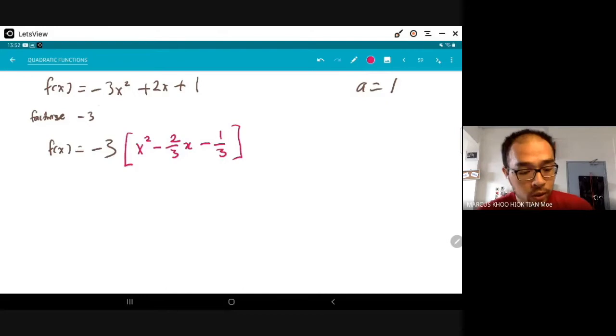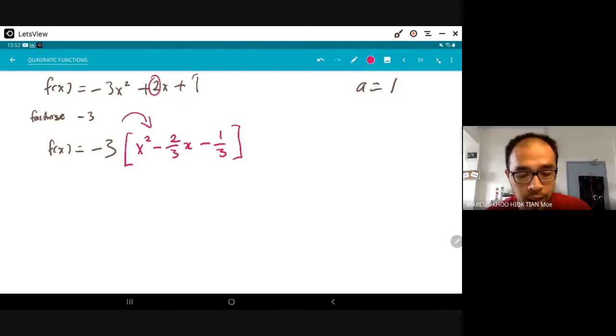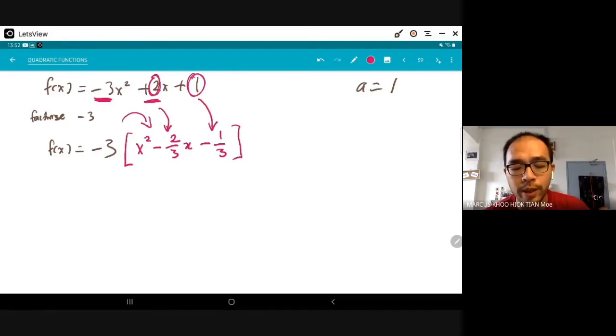When I take out the negative 3, how does this happen? It is factorization, which is something that you should already know from Form 3. Basically, when you take out the first number, these two numbers will be divided by negative 3. I repeat: when you take out the first number, these two numbers get divided by negative 3. That's why plus 2 becomes negative 2 over 3, because plus 2 divided by negative 3 is negative 2 over 3. Plus 1, when you divide it by negative 3, becomes negative 1 over 3. So get used to that first.